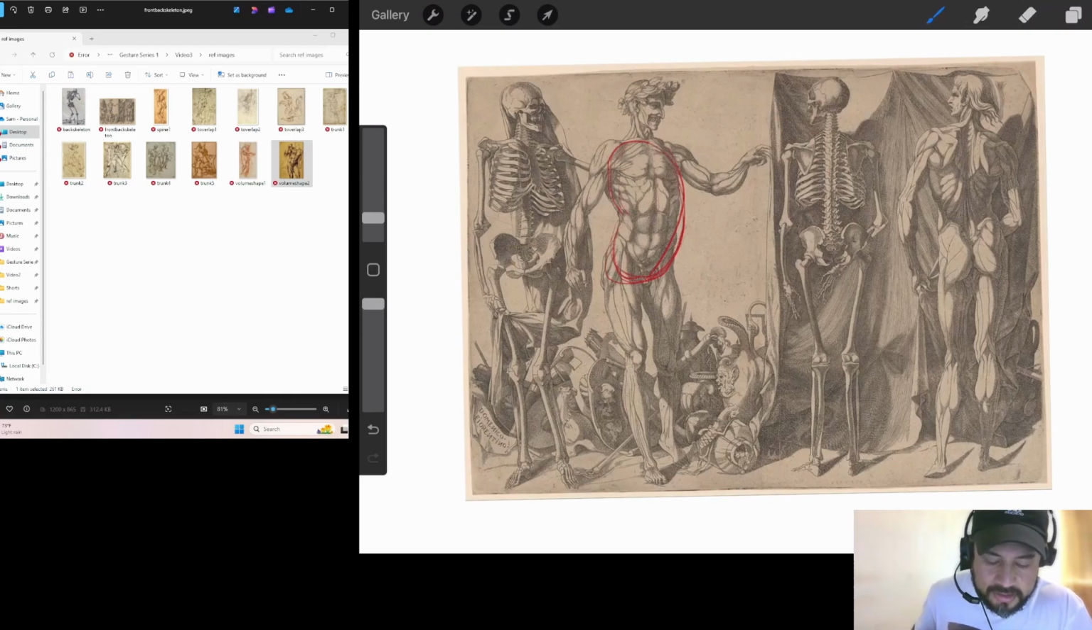And this is obviously the front of the figure. And I'm going to look for a center axis just to help me figure out which way that figure is looking, or which way the body is turning, sorry.